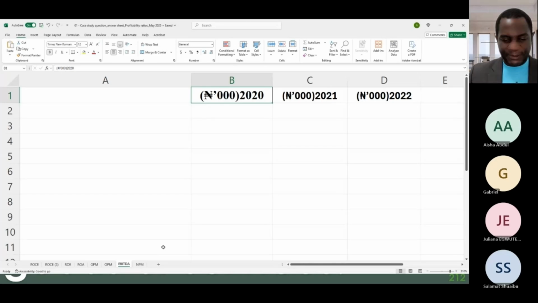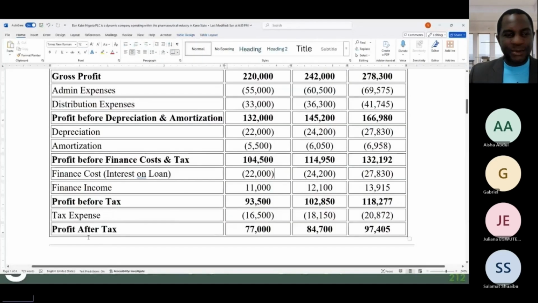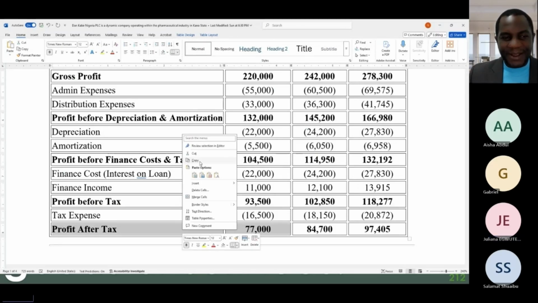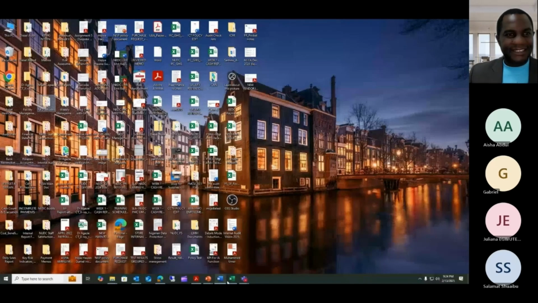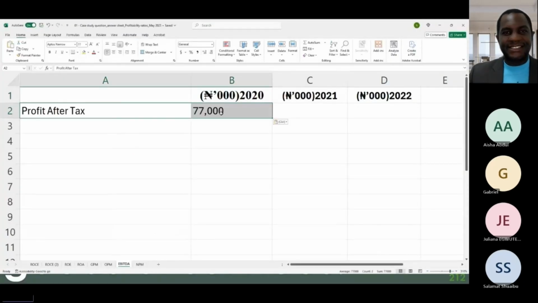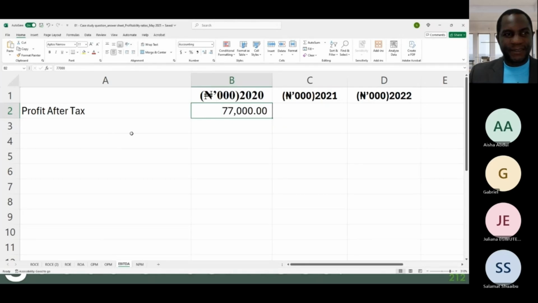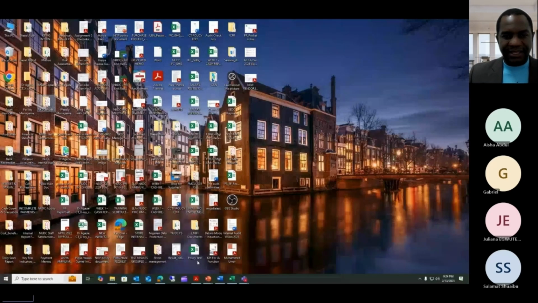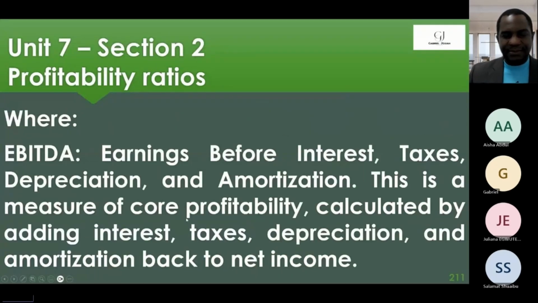So EBITDA. Let me start from the bottom line. I know Julie will say, why are you starting from the bottom line? But I'll show you why. The first thing is I'll pick my profit after tax and take it as the first item. From the formula, it says this is a measure of core profitability calculated by adding back interest, taxes, depreciation, and amortization. So I've taken the earnings, which is the bottom line.